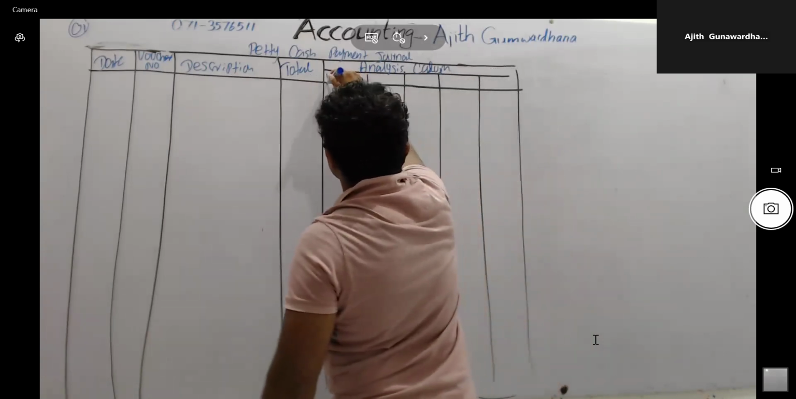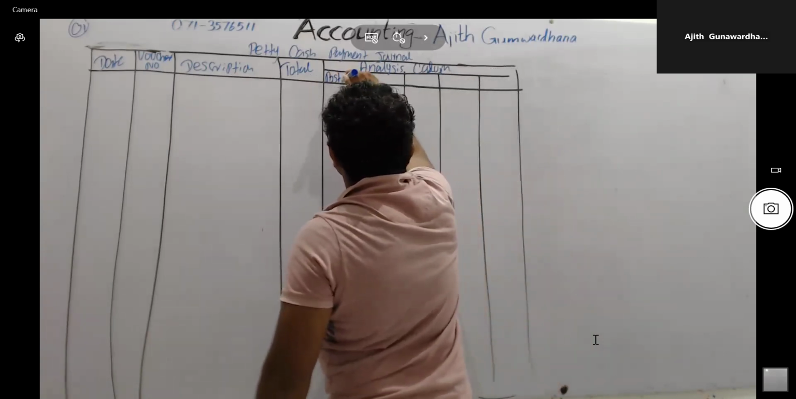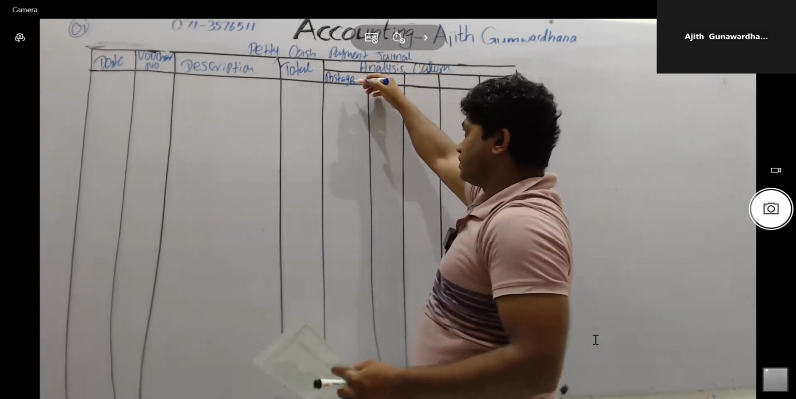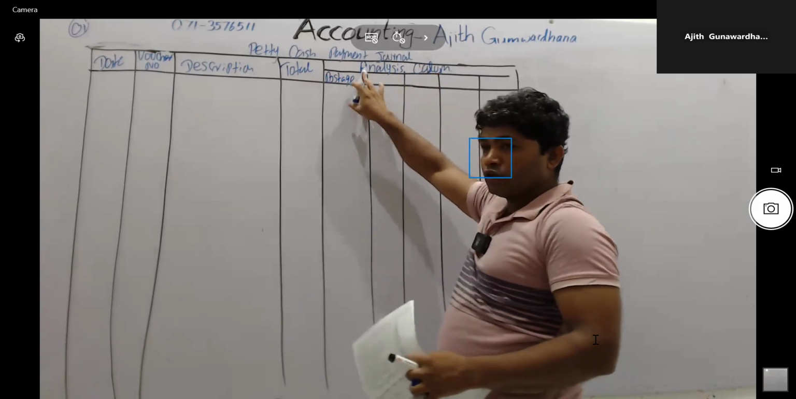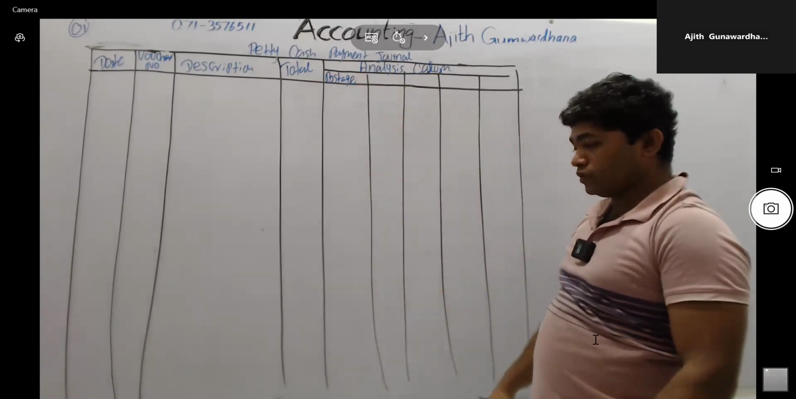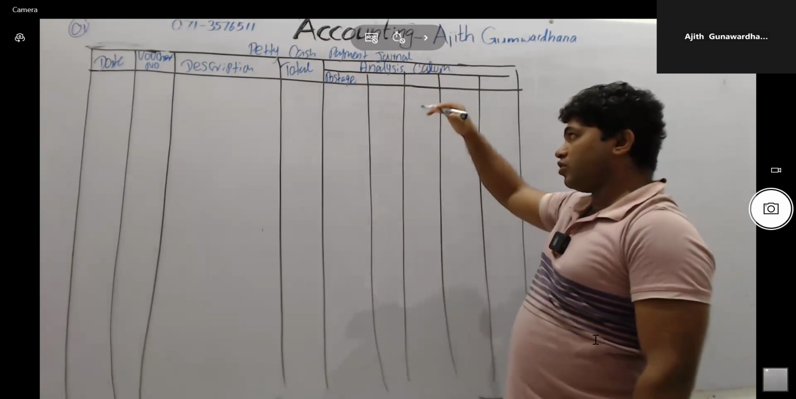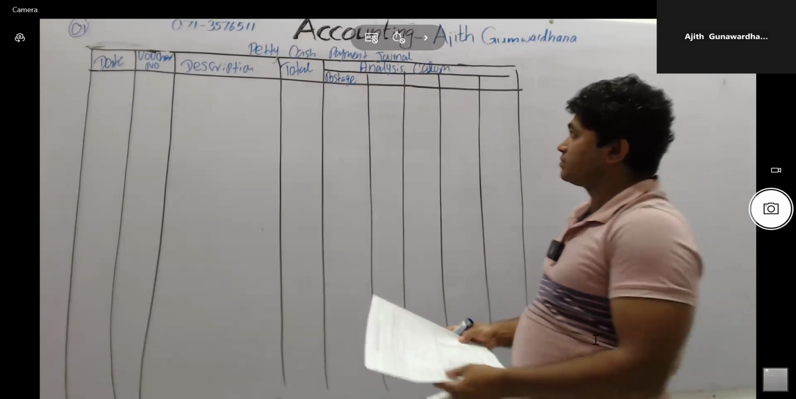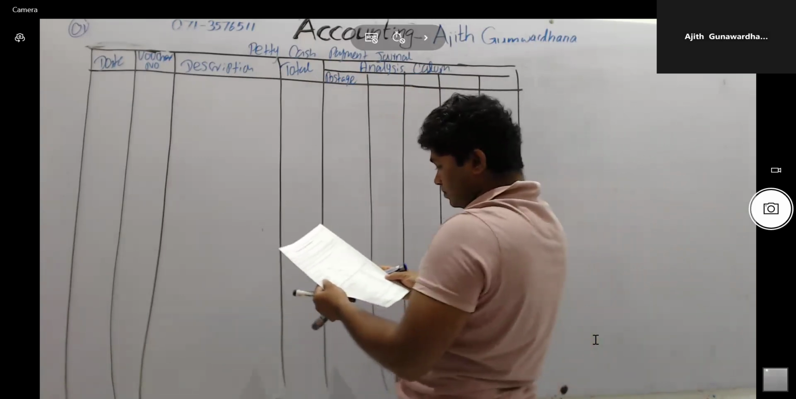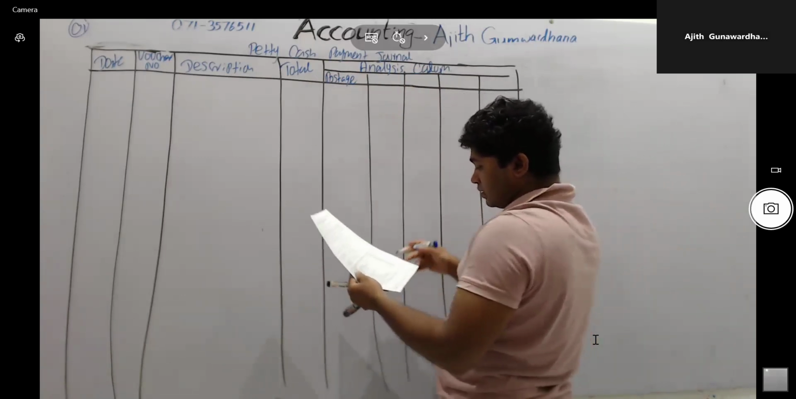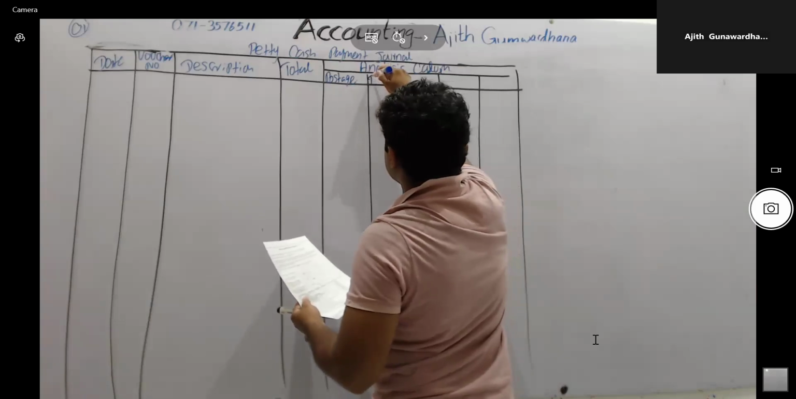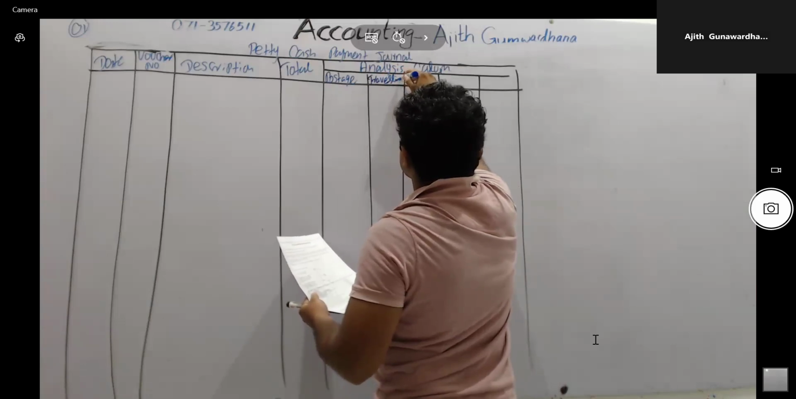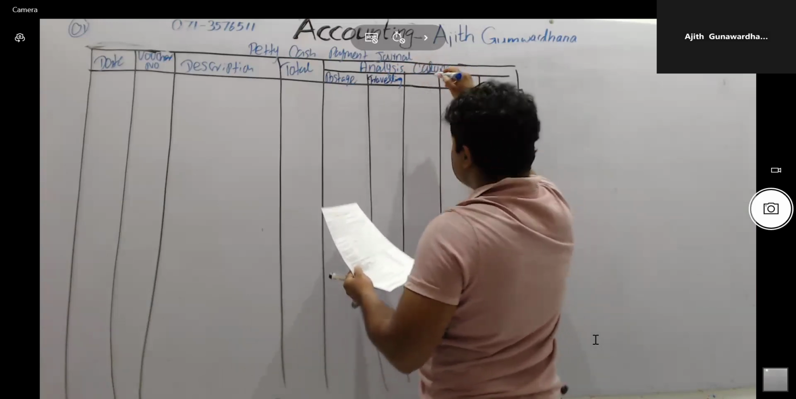Here postage. Separate column for postage. If there are more expenses relevant for postage, you have to prepare a separate column for postage also. Only a small amount of expense paid in cash will be recorded here. Next one, stationery. Second column, traveling. Stationery.